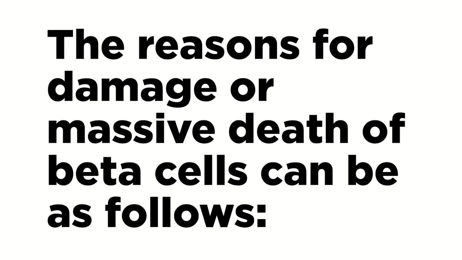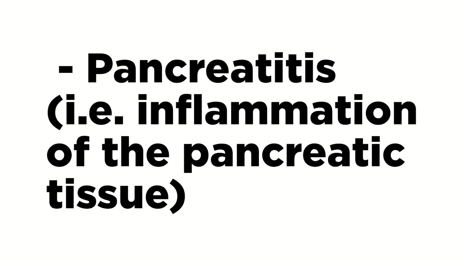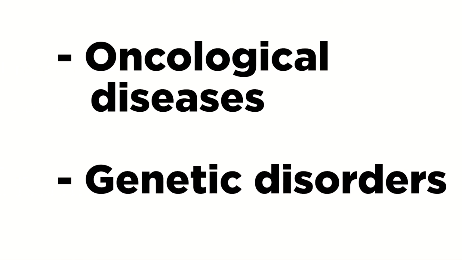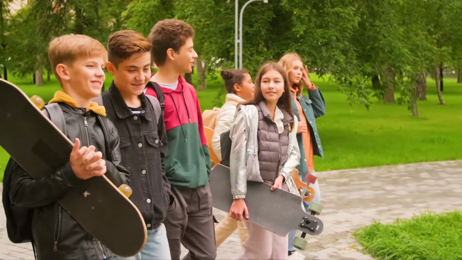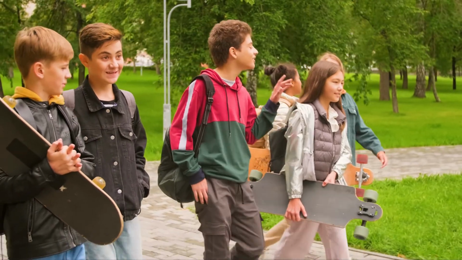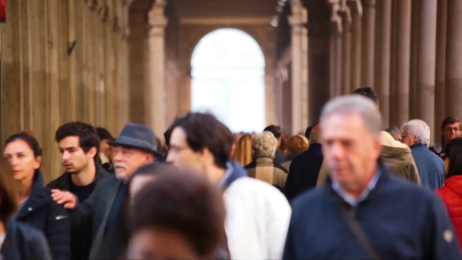The reasons for damage or massive death of beta cells can be as follows: autoimmune destruction of the beta cells of the pancreas, pancreatitis, that is inflammation of the pancreatic tissue, toxic lesions of the pancreas, stress conditions, oncological diseases, genetic disorders. Type 1 diabetes usually manifests itself in childhood and adolescence, more often in people younger than 30 years old. However, this form of diabetes also occurs in adults.